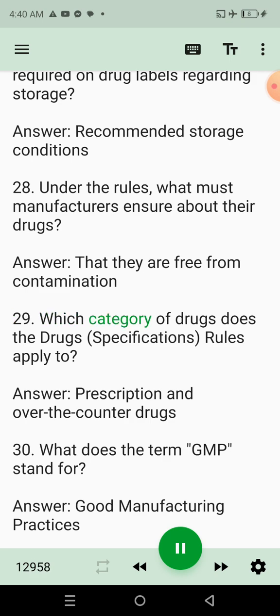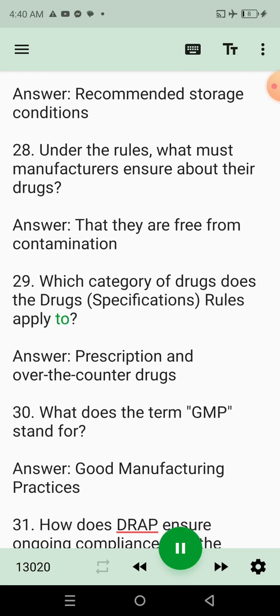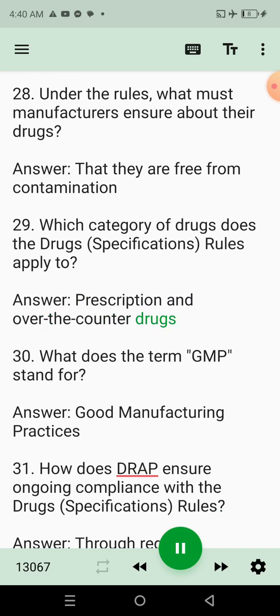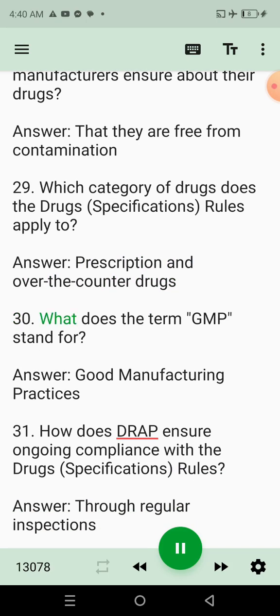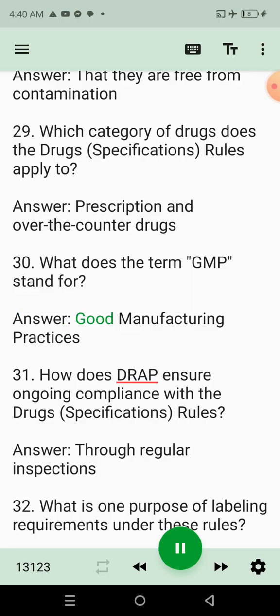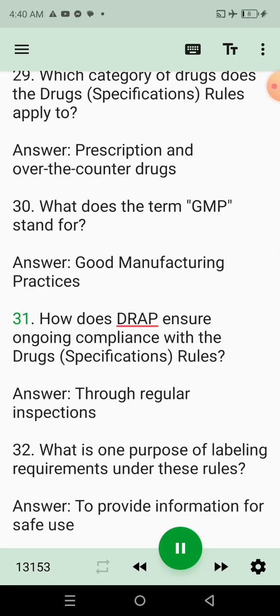29. Which category of drugs does the drugs specifications rules apply to? Answer: prescription and over-the-counter drugs. 30. What does the term GMP stand for? Answer: good manufacturing practices.